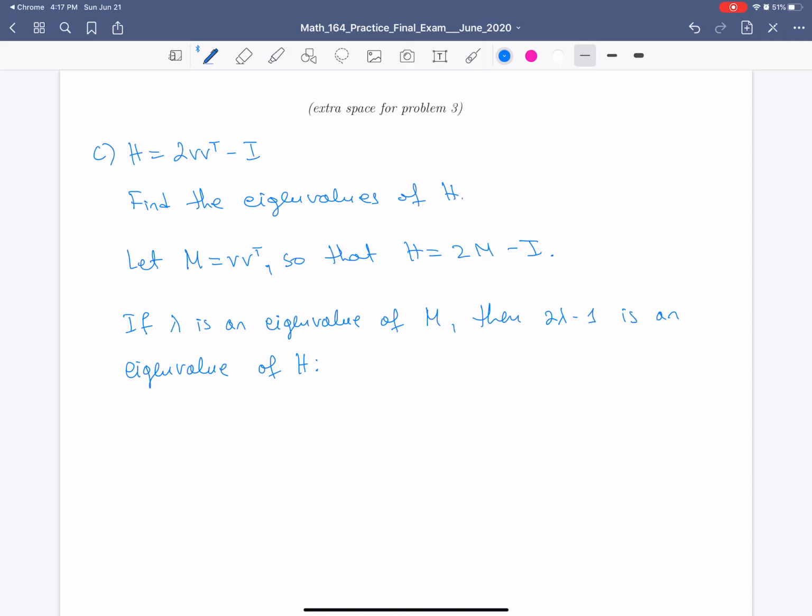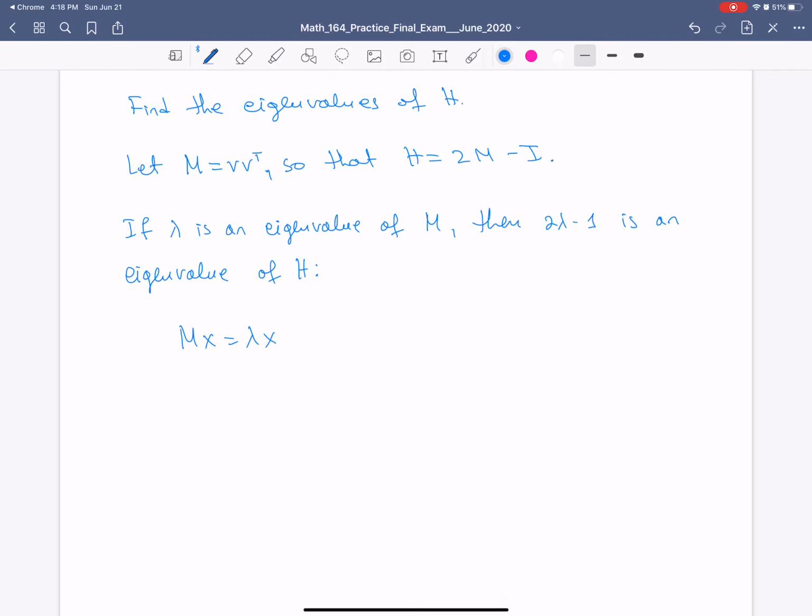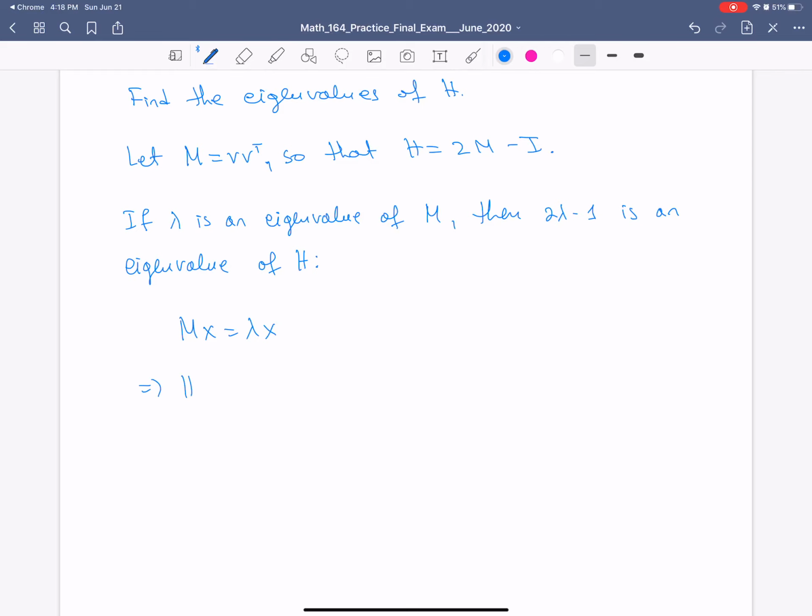So what does it mean for lambda to be an eigenvalue of M? It means that there is some vector x such that Mx equals lambda x. Now let me take that same vector and do H times x. So H times x equals (2M minus I) times x, which is 2Mx minus I times x. Now Mx is lambda x, so I have 2 lambda x, and I times x is simply x. Now x can be factored out, and we have (2 lambda minus 1) times x.